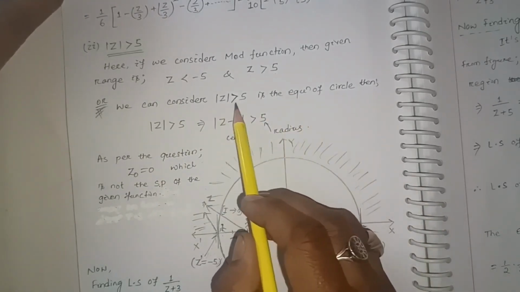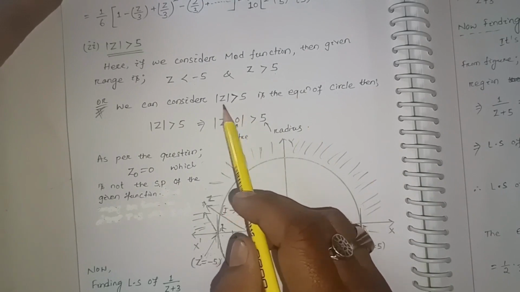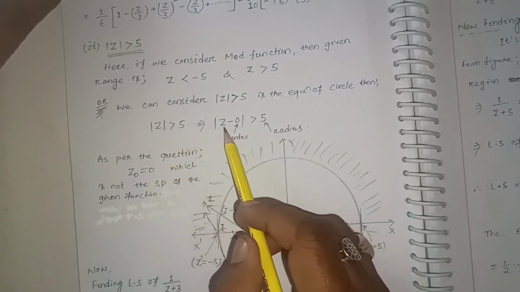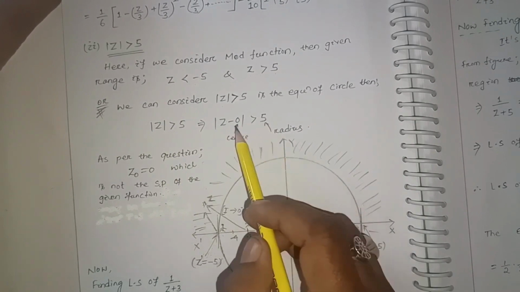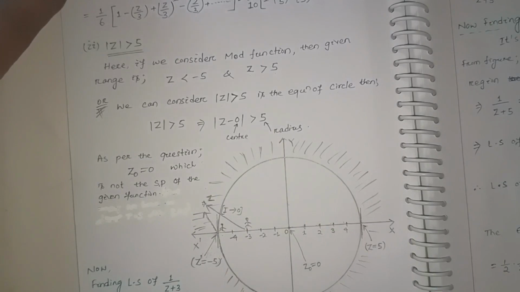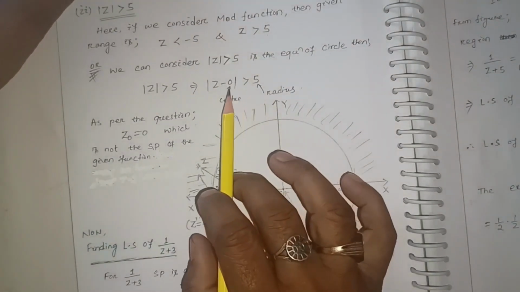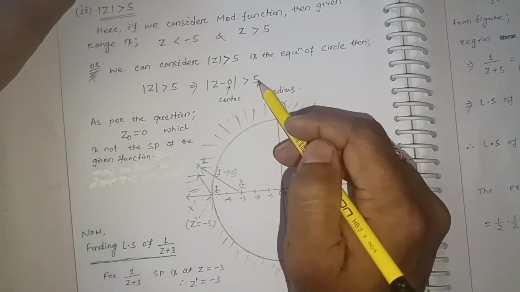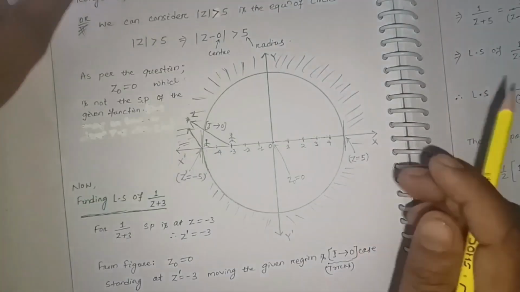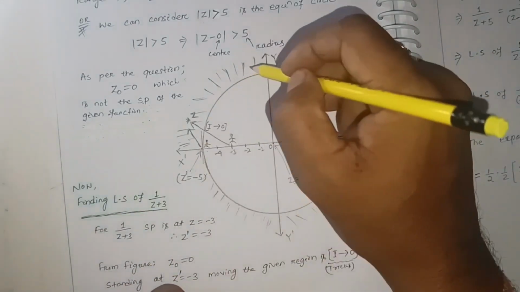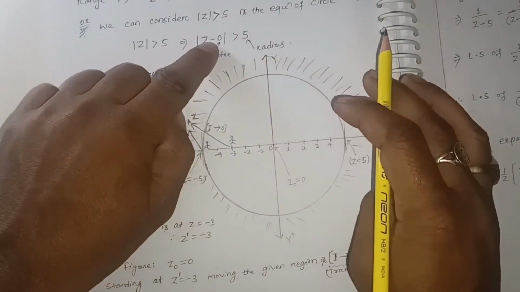If we take this as the equation of a circle, then mod z greater than 5 can be written as mod of z minus 0 greater than 5. Here this 0 represents the center and this is your so-called radius. We are going to consider the region above 5. If we consider equal to 5, the radius will be 5. So considering radius 5, 1, 2, 3, 4, 5, I draw a circle, and the center is at 0.